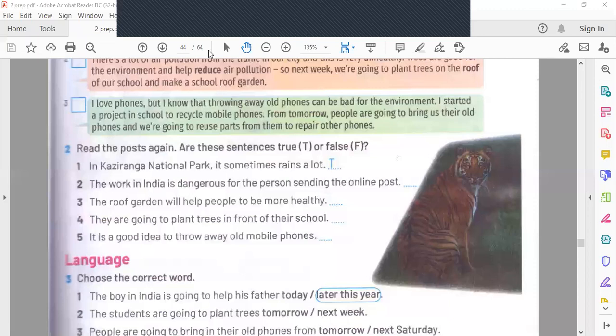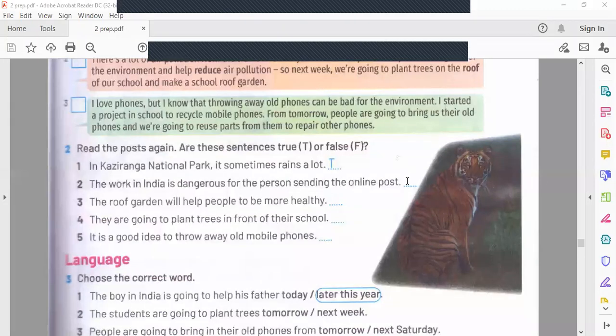Here, we want to use the text. Yes. Here we write true. The roof garden will help people to be more healthy. Of course, that's true. They are going to plant trees in front of their school. No, false.